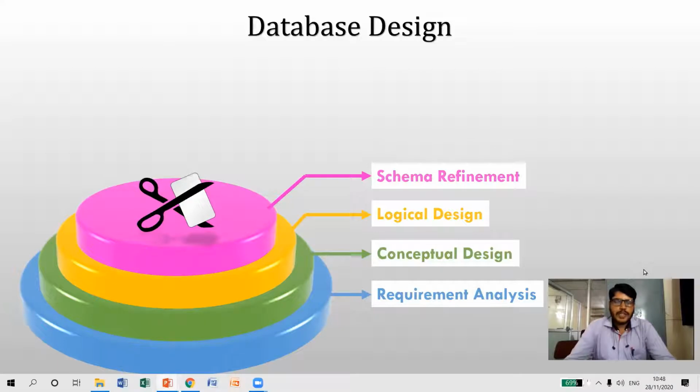Once we get the relational model, directly we cannot go for physical design. Relational model ಸಿಕ್ತಲ್ರಿ, our tabular form ಸಿಕ್ತಲ್ರಿ, so can we create a table? No.